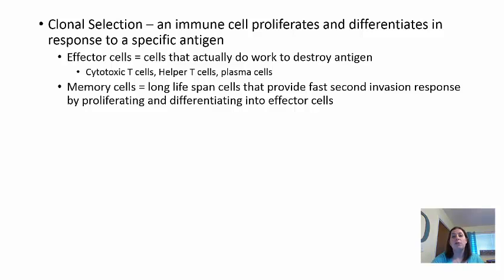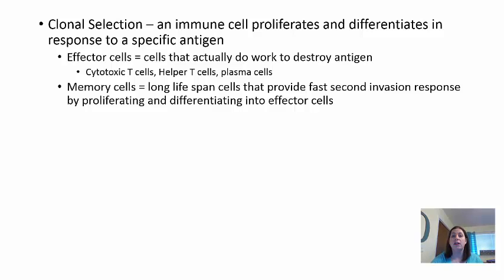Now, this can create what we call effector cells. Effector cells are the cells that actually do the work to destroy the invader. These can be the cytotoxic T cells, the helper T cells, or plasma cells, which are mature B cells. Okay, plasma cells are mature B cells. On the other hand, we also see through this clonal selection that it's going to create memory cells. Memory cells are going to be long lifespan cells.